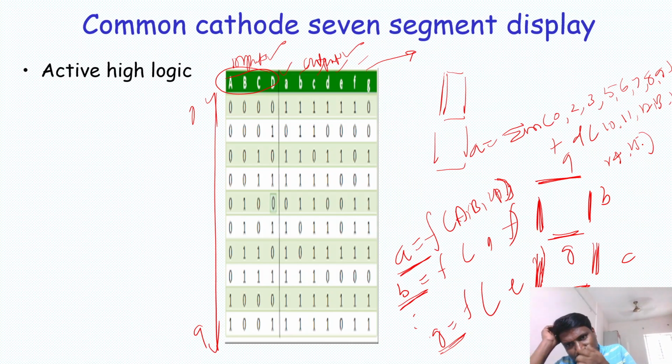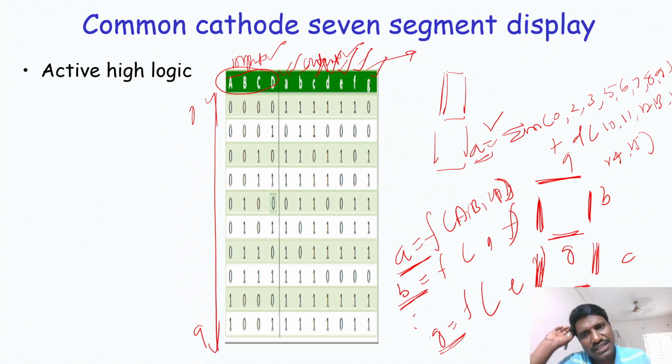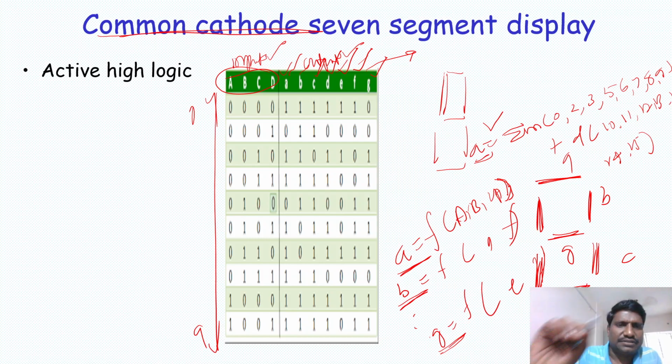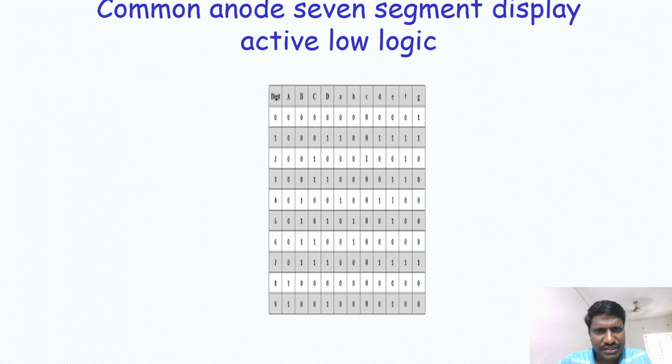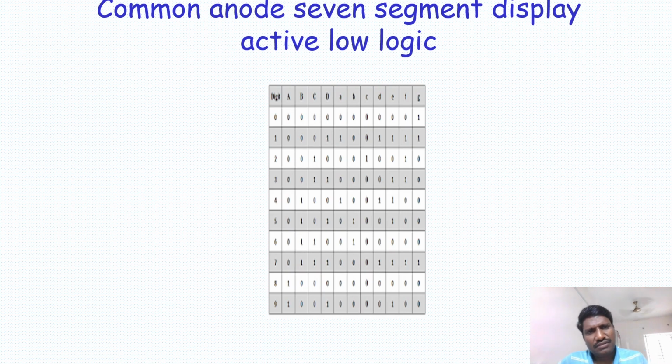Use this in the K-map. Take a K-map for a and get the expression for a. Similarly, get the expression for b, c, d, e, f, and g. From those expressions, I can realize the circuit. That circuit is the BCD to 7 segment display decoder under the common cathode method. You make the K-map simplifications for a, b, c, d, e, f, g.